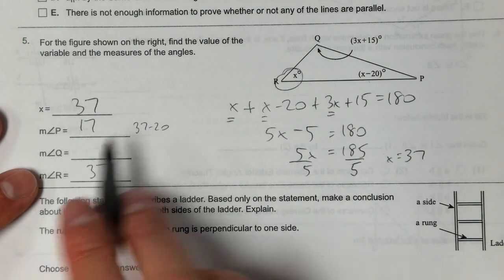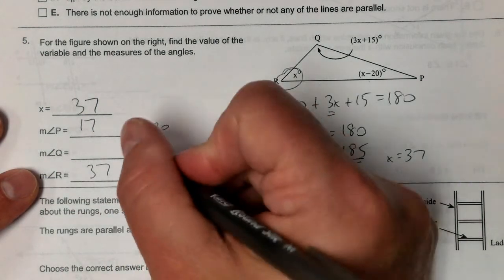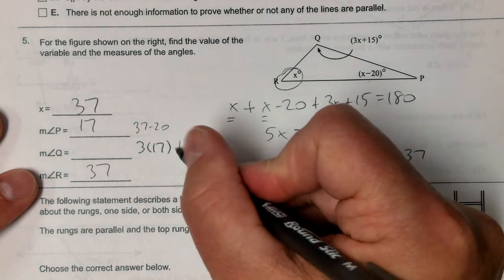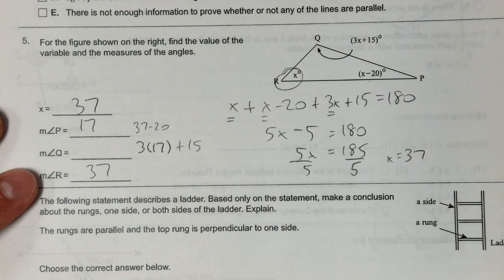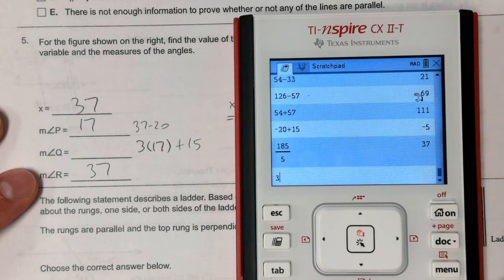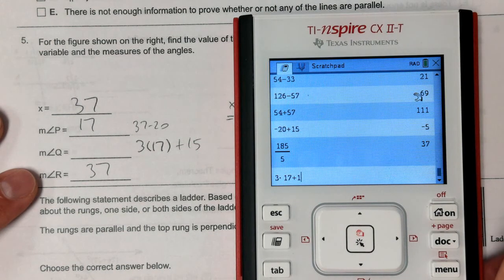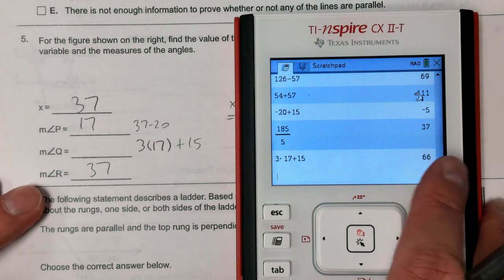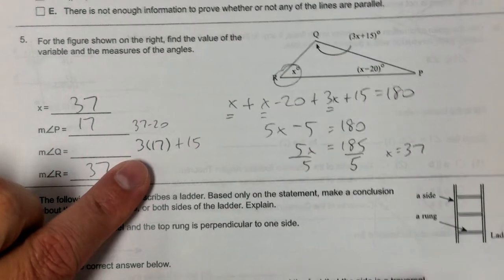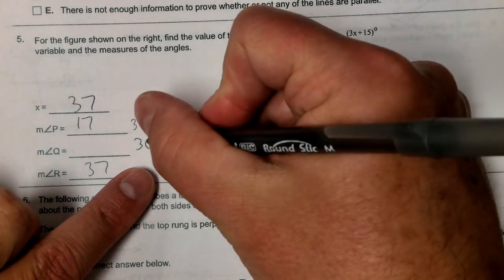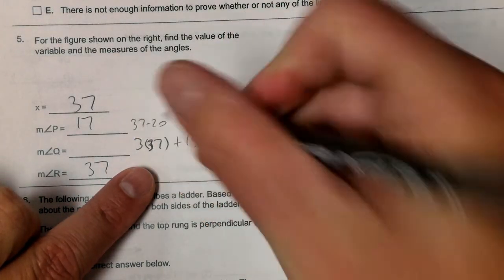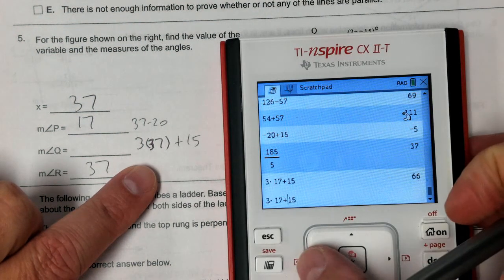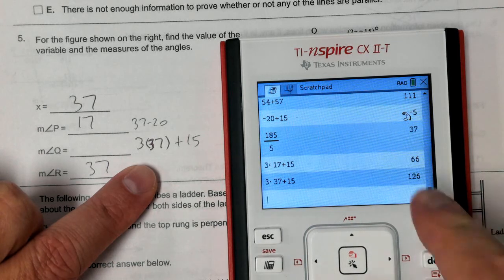And to get Q, you do 3 times 17 plus 15. And so you get 66. Sorry, 37. My bad. Thank you. So based on that typo, I'm going to go to here, and then I'm going to change it. Yeah, 126.